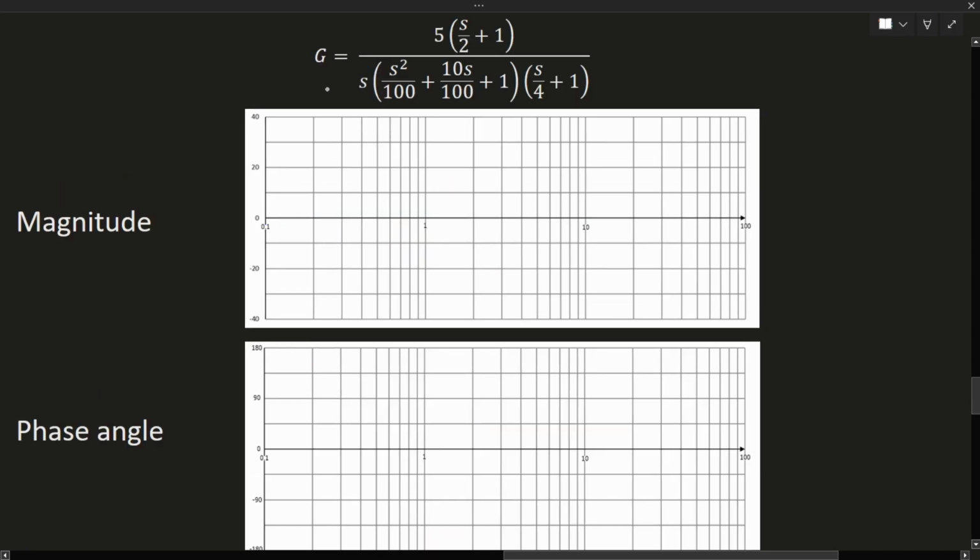So in our example, we have s squared divided by 100. This is your natural frequency squared. We want the normal natural frequency, so you just do the square root, equals 10.